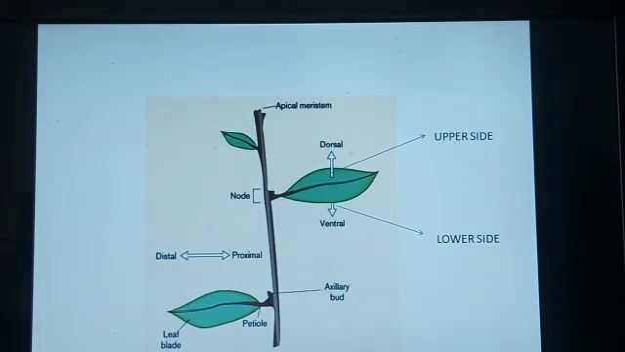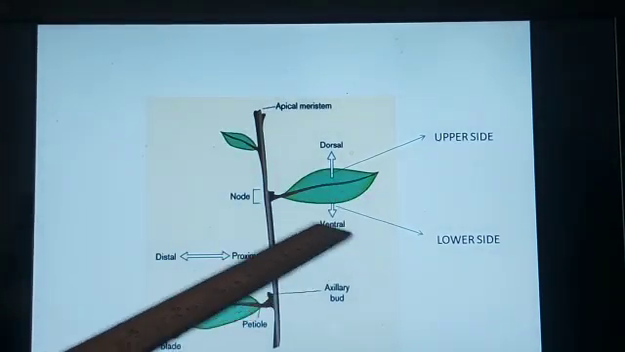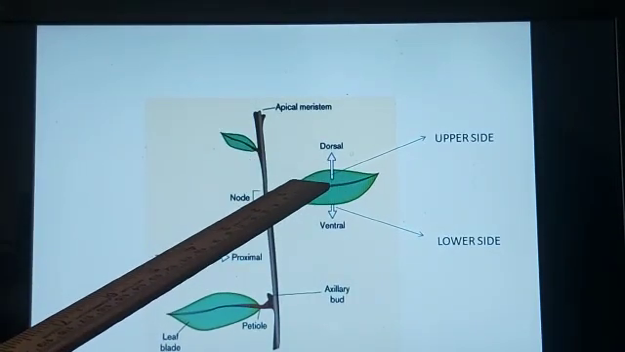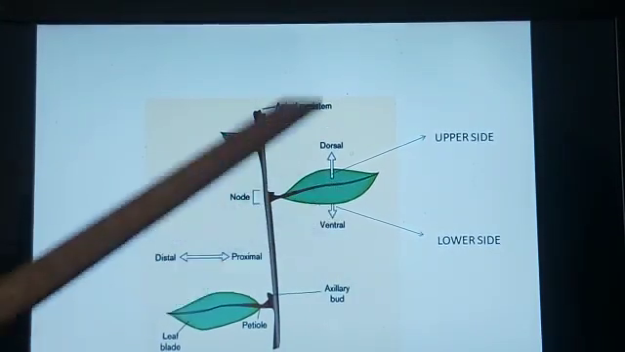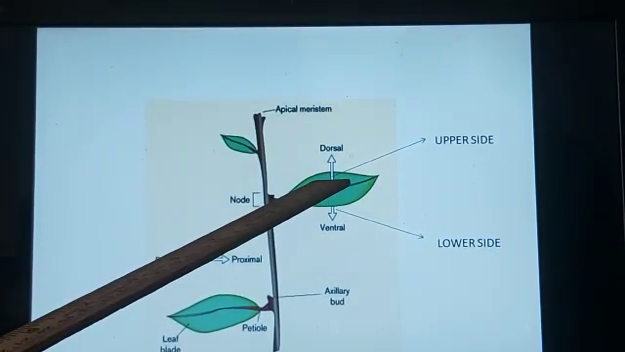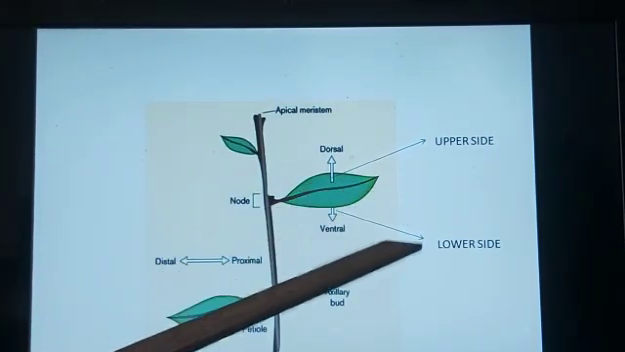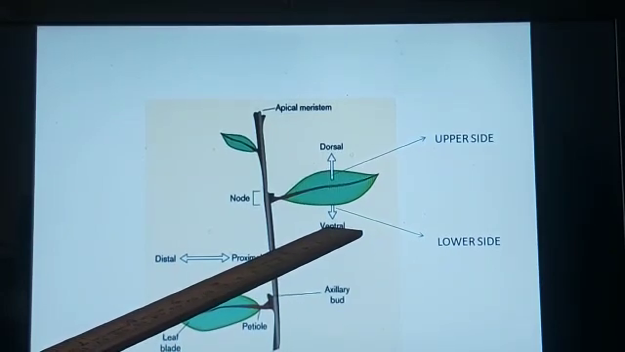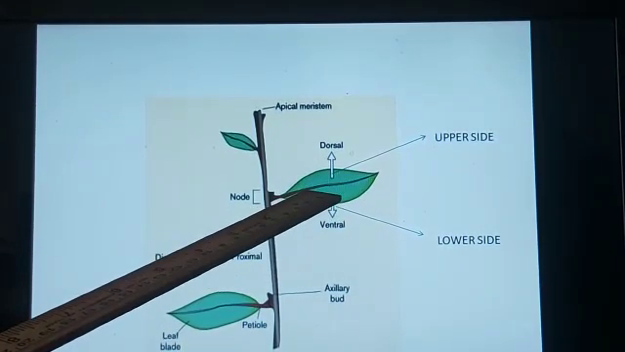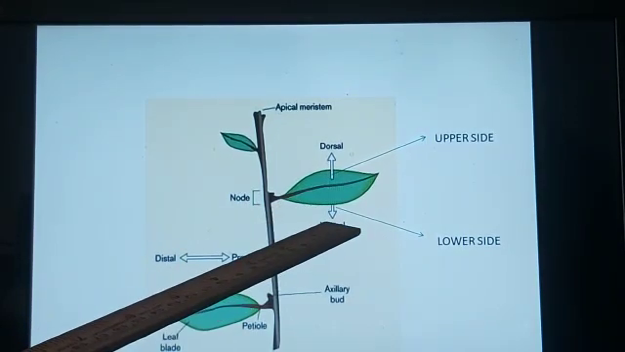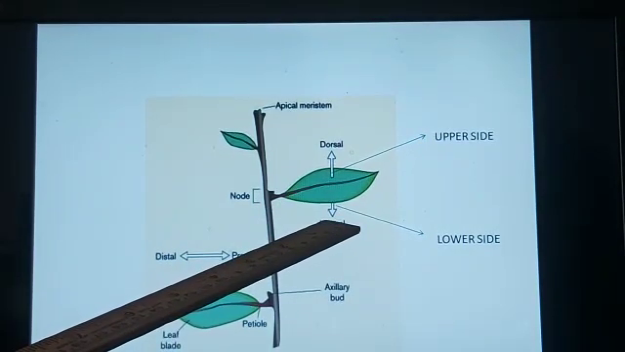Now let us understand that more transpiration occurs on the under surface of the leaf than the upper surface. Before going into the experiment, here you can see that this is a stem and this is a leaf. The leaf has two surfaces. This surface of the leaf is known as the upper surface or upper side, and underneath is the lower side. The upper surface is known as the dorsal side, and the under surface or lower surface is called the ventral side.